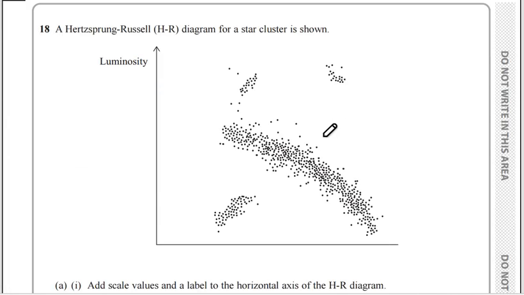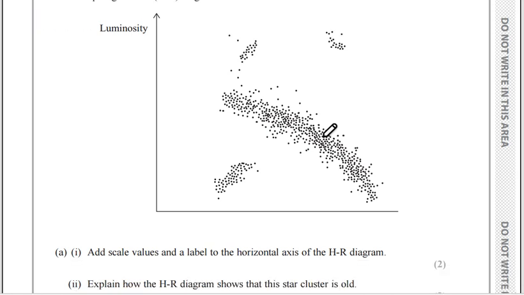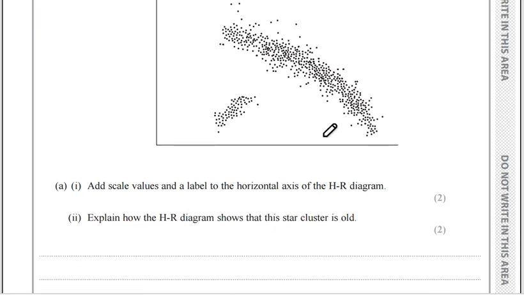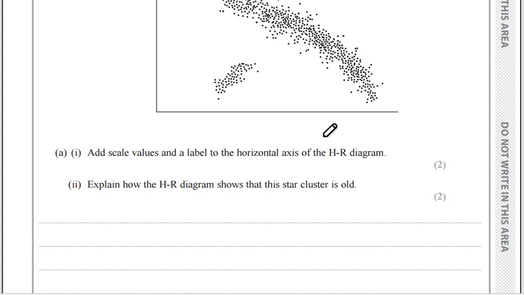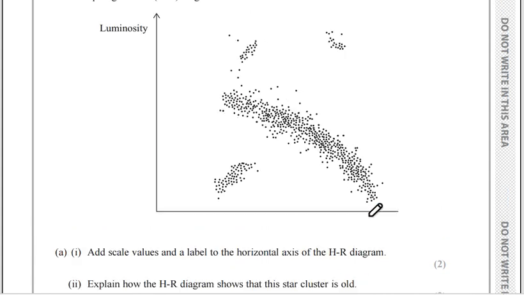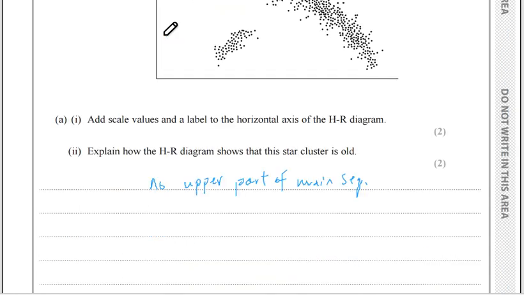Hertzsprung-Russell. This cluster is old because there is no upper part of the main sequence. You can see there is a missing part here. Also, we have here the white dwarfs.